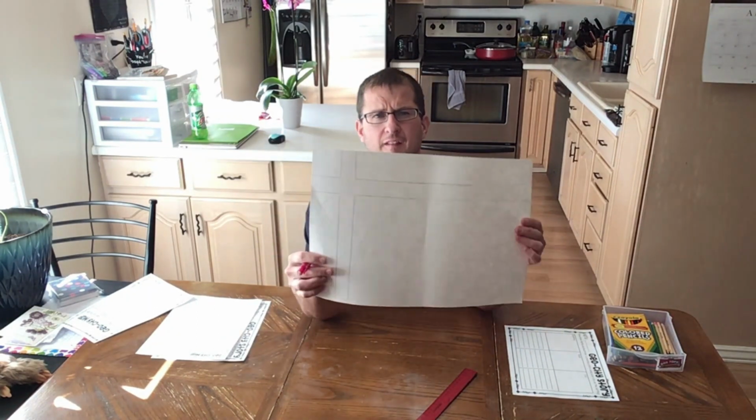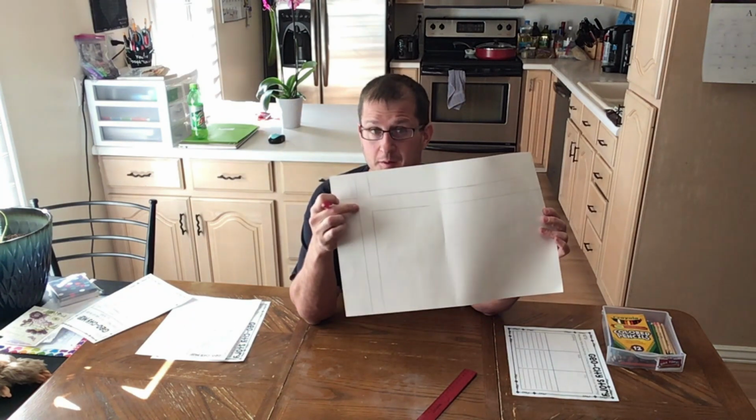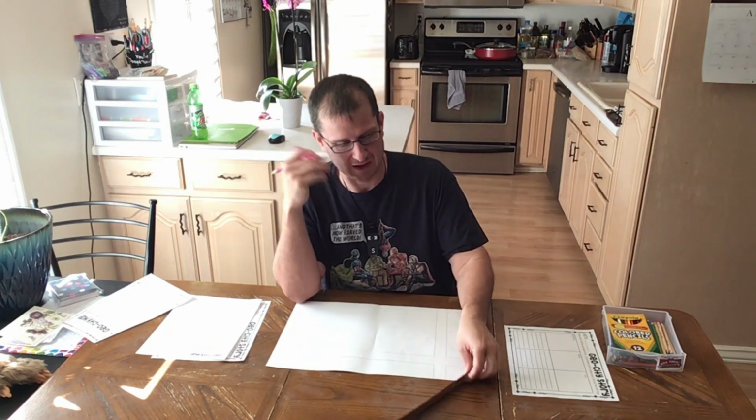And there you have 2 lines that are perpendicular. They make that exact box there in the corner. Now, we're not going to go and measure these. So if your line wasn't quite straight, that's fine. Okay? What we're looking for is the fact that you tried.